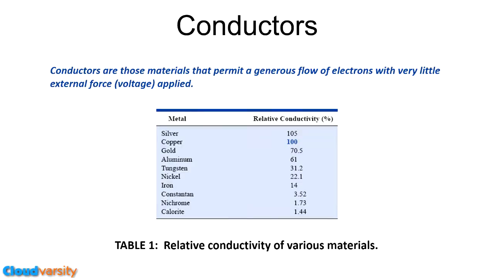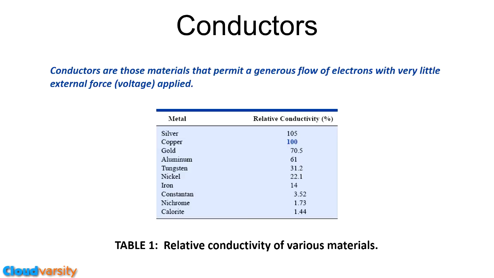Conductors are those materials that permit a generous flow of electrons with very little external voltage applied. That means if we apply a small voltage, electrons flow and we get current. We call these sorts of materials conductors. The relative conductivity of several materials is shown here: silver, copper, gold, aluminum, tungsten, nickel, iron and all. We take copper as the standard.